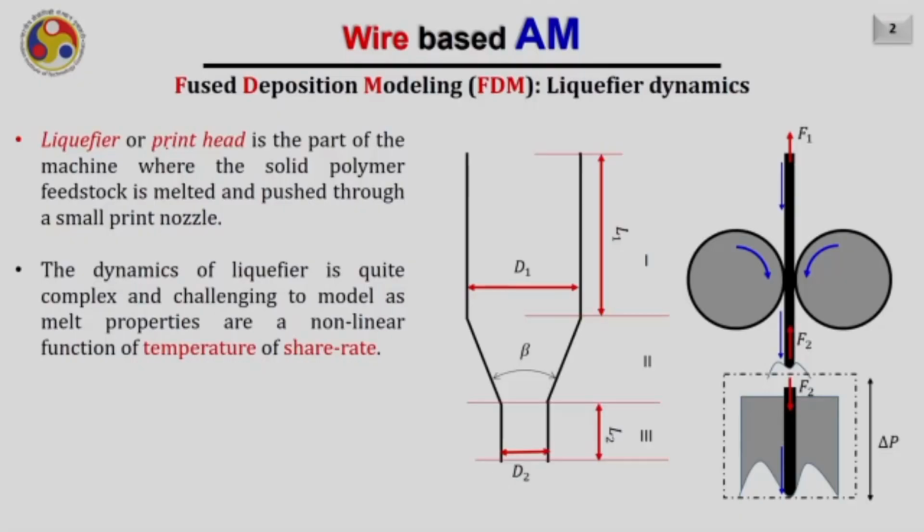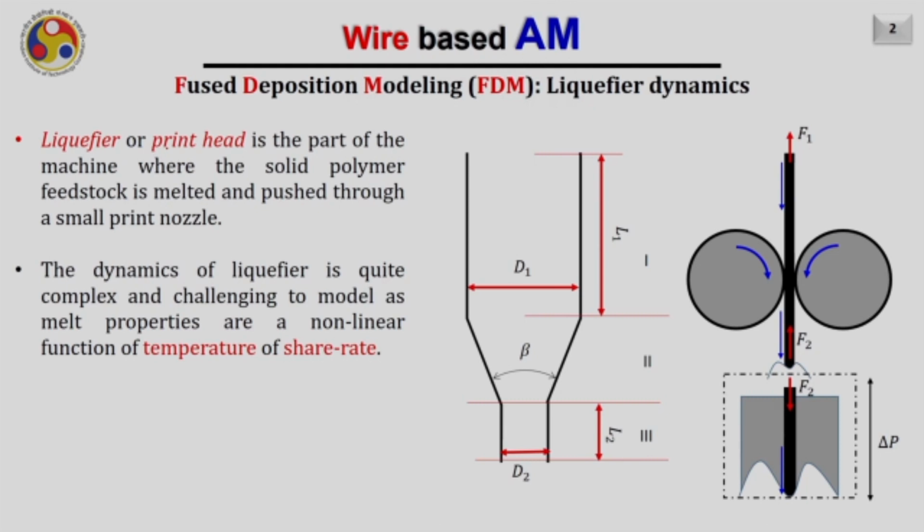So now we have obtained the critical value of the pressure which the wire can handle between the pinch roller and the liquefier. This pressure will depend on how much pressure is required to pass this wire through the liquefier. As there will be a pressure drop, of course, when the wire enters the liquefier, we have to find out this pressure drop. So for that, let us try to understand the liquefier dynamics.